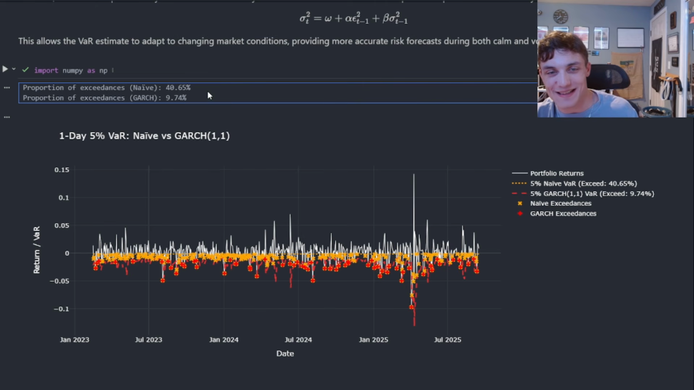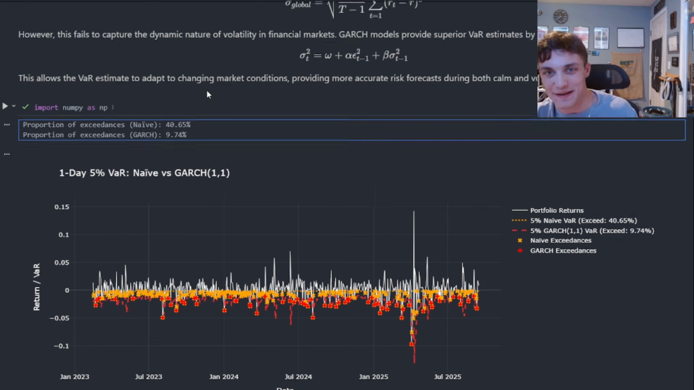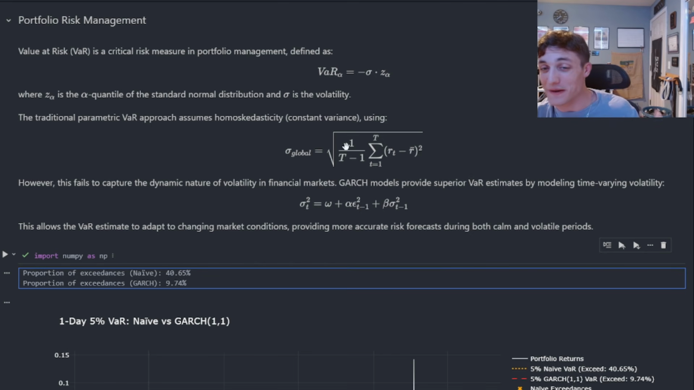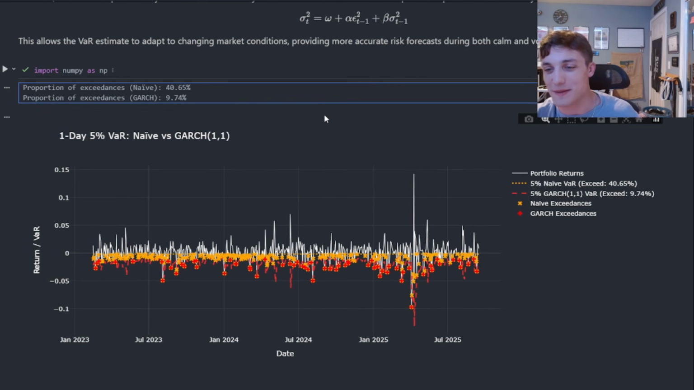40% in that homoskedastic setting. Okay? Now, what if I correct a lot of those violated assumptions? I'm going to use a GARCH model instead. So I apply a GARCH model. Now I'm getting something much closer to reality that I'm looking for.